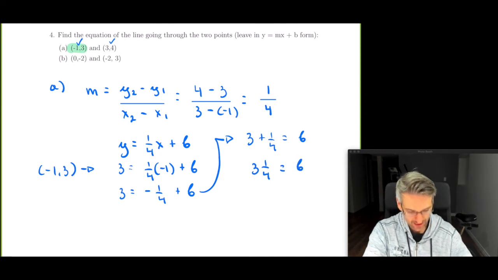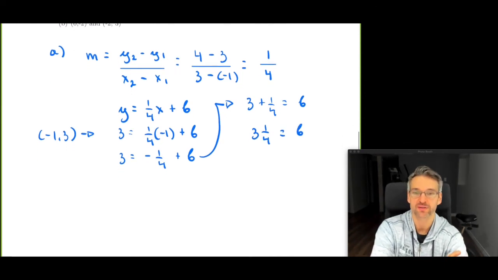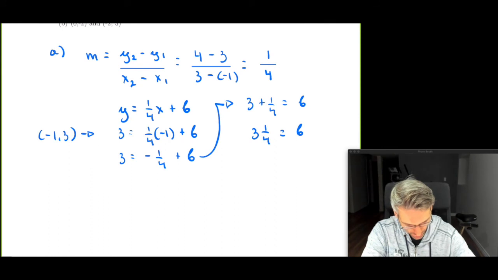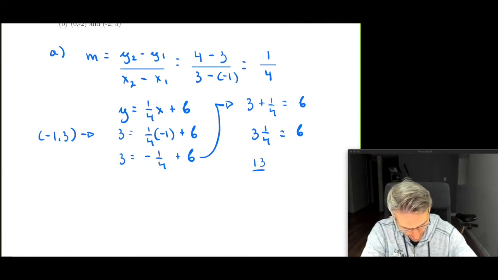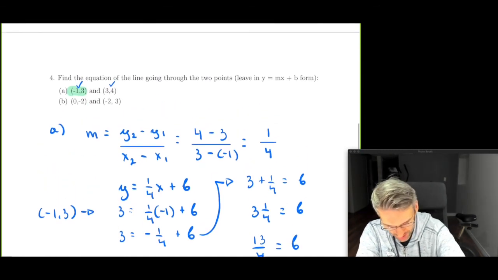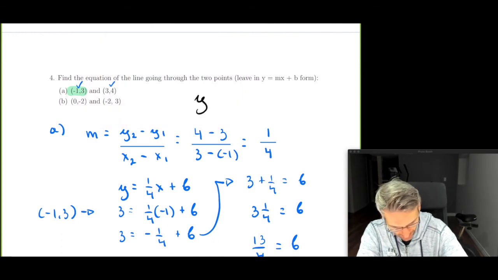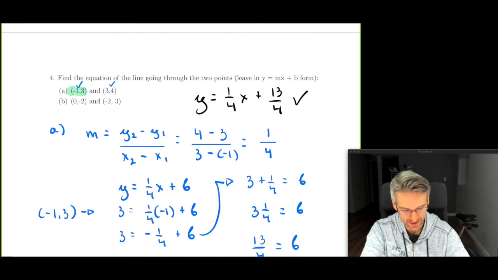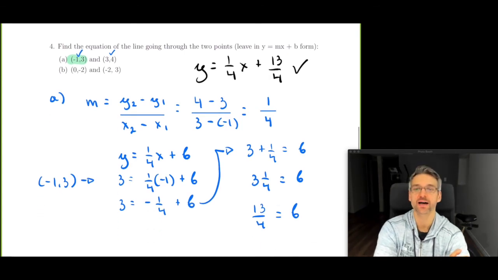That's your b. Now we don't really write a mixed number in there, so you can change this back into an improper fraction if you like. So 4 times 3 is 12 plus the 1. So that would be 13 over 4, and that's your b. Okay, so our first line is 1 over 4x plus 13 over 4. So that is our first equation of the line.